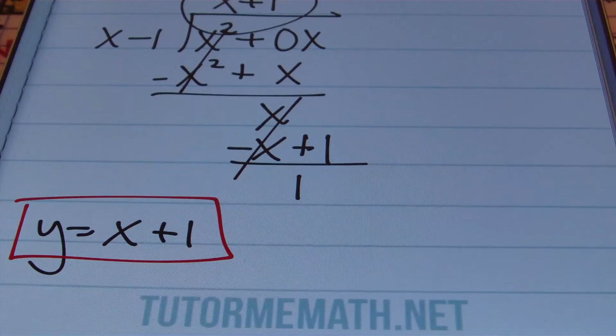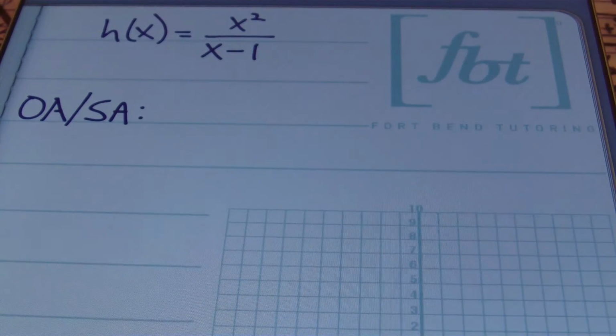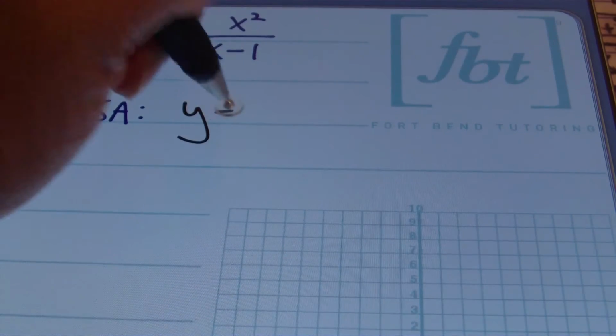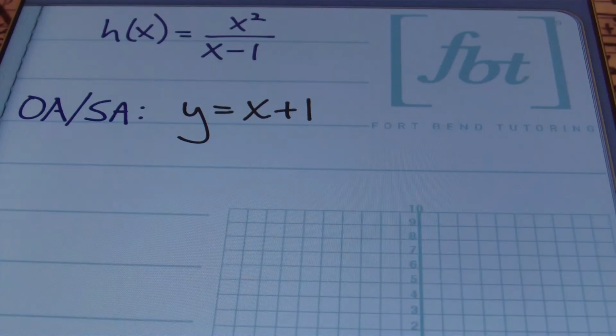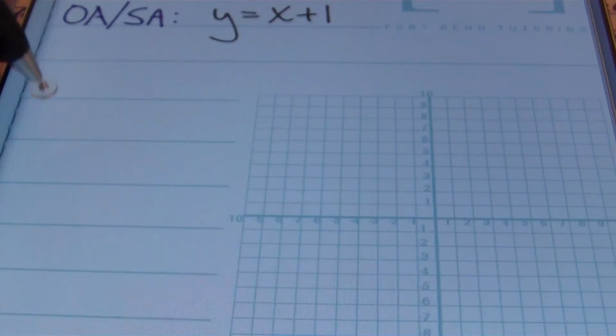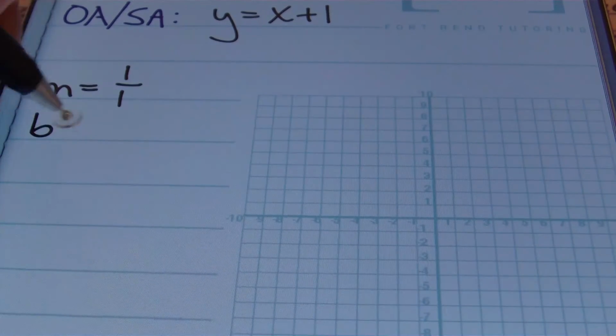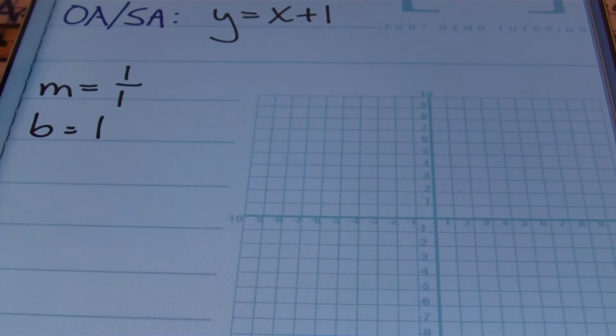And now let's go ahead and graph it. So the slant asymptote is y equals x plus 1. Here's our original function, h of x equals x squared divided by x minus 1. We just found that our oblique asymptote is going to be y equals x plus 1. And we're going to graph it knowing that the slope is 1, and we'll write it as 1 over 1. And the y-intercept is also 1.